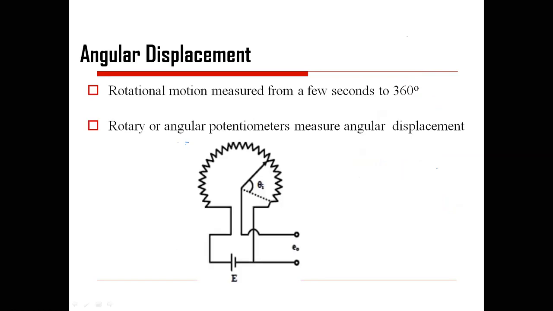Another one is your angular displacement. Rotational motion is measured, and a rotary or angular potentiometer measures the angular displacement. Here, when we are measuring angular displacement, I would like to give the example of the pot that is used to control the speed of a fan. How are we trying to control the speed? We are trying to provide a variation to the pot.